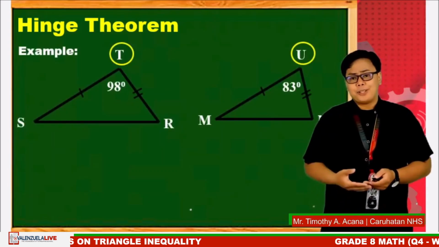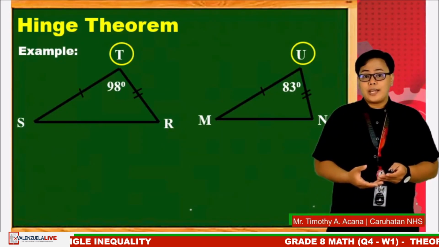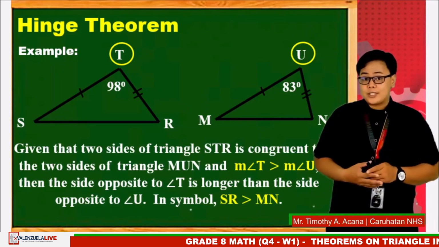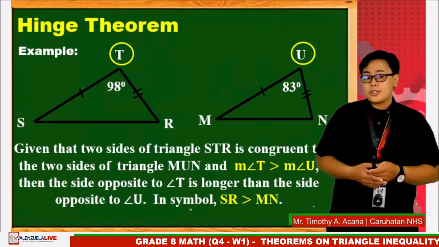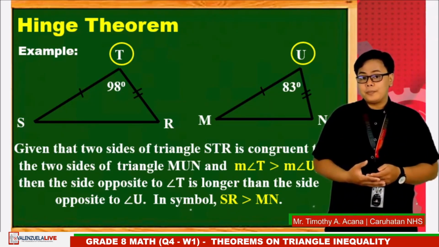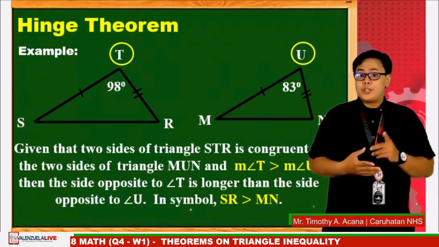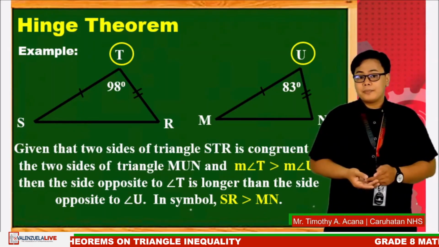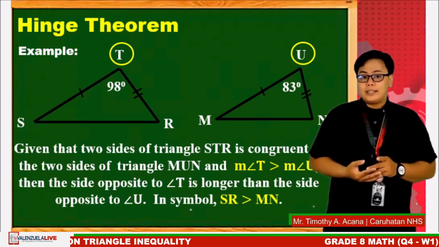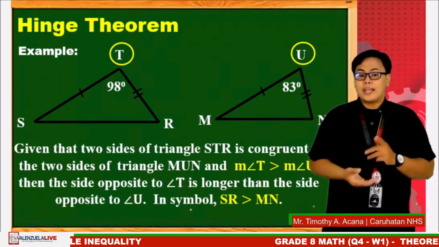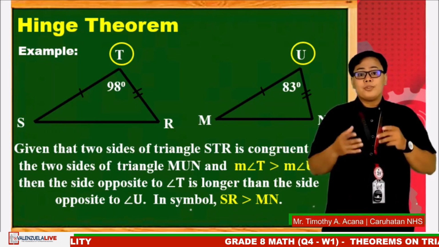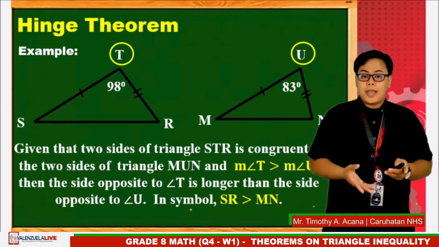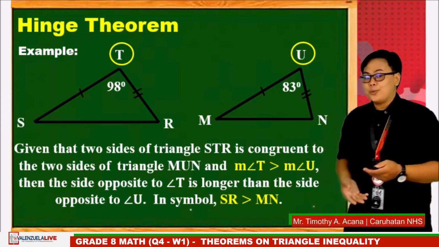Let us have the given example. Given that two sides of triangle STR are congruent to two sides of triangle MUN, which are side ST is congruent to side MU, and side PR is congruent to side UN, as you can see on the figure, and the measurement of angle T, which is 98 degrees, is greater than the measurement of angle U, which is 83 degrees, then the side opposite angle T is longer than the side opposite angle U. In symbols, we have side SR, which is opposite angle T, is greater than side MN, which is opposite angle U.